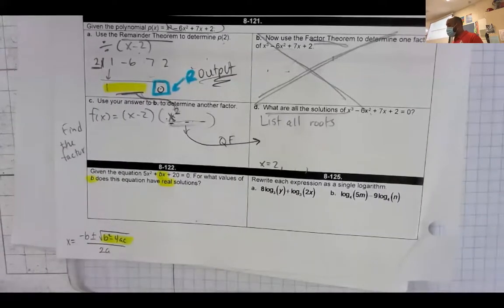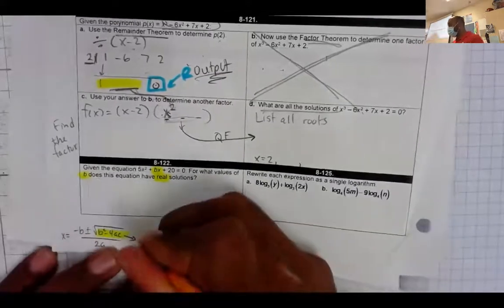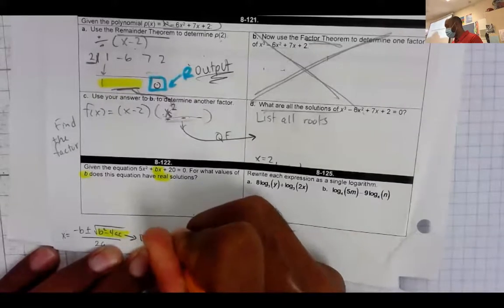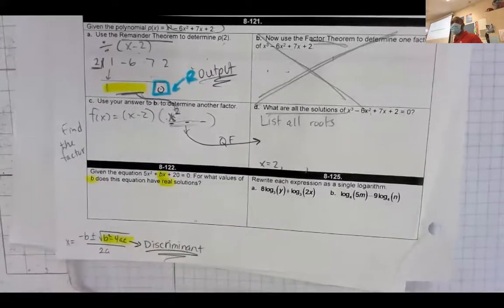Okay. So this part of that, just the part inside that square root, has a name. It's called the discriminant. Maybe you remember that from last year or IM-1, maybe yes or no. Maybe the word sounds familiar, but just that part on the inside is called the discriminant. So basically we want to know what value of b is going to make that less than 0. Okay.